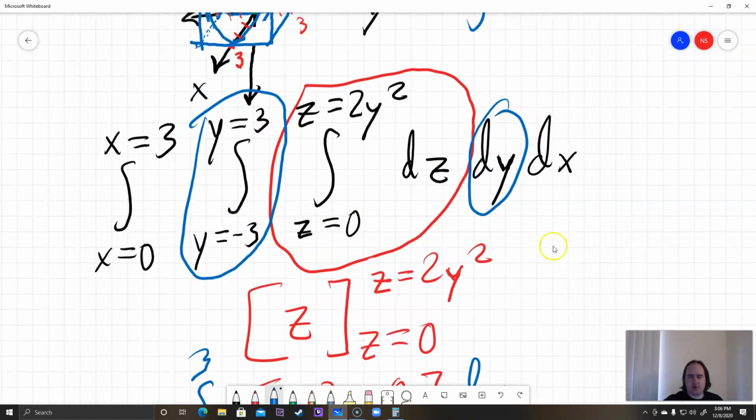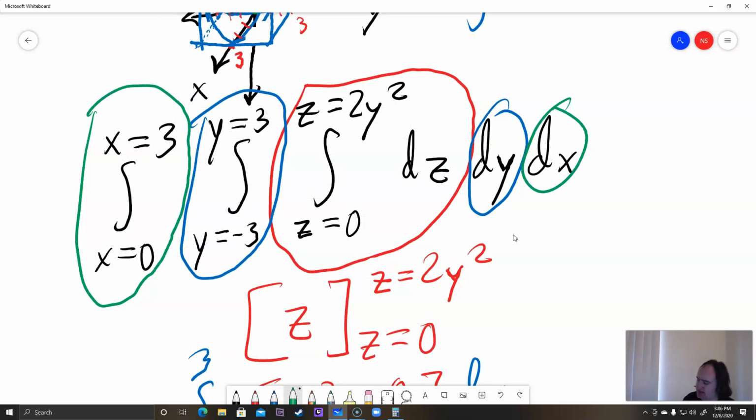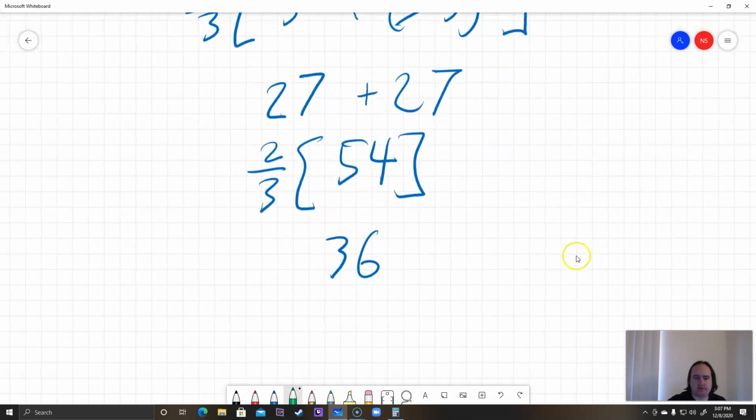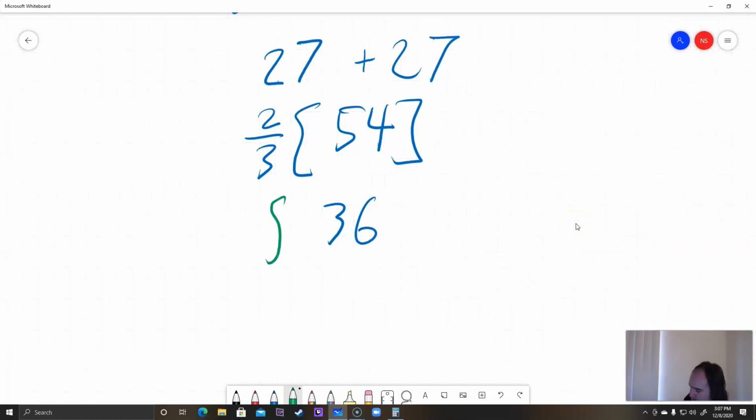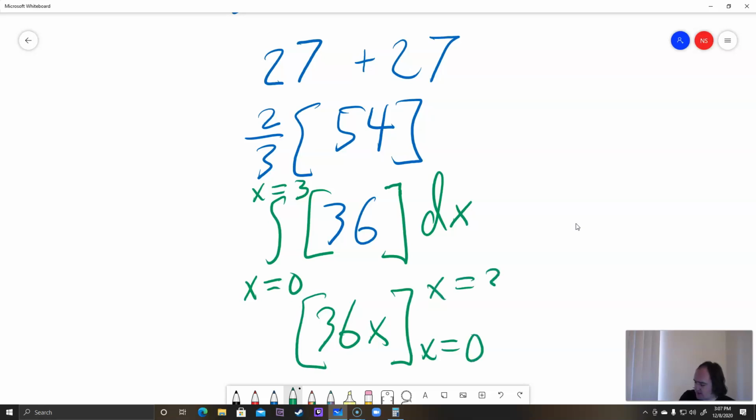And that middle integral was with respect to y. So now let's do the outer integral. So the outer integral is dx. Integral from x equals 0 to x equals 3 dx. Okay, so let's do that one. Integral from x equals 0 to x equals 3 of 36 dx. So the integral of a constant is the constant times a variable. So this is just going to be 36x. And we're going to evaluate this from x equals 0 to x equals 3.